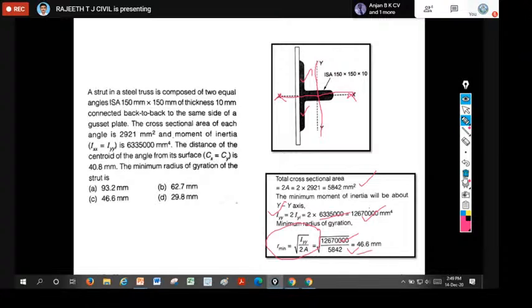It is 46. For example, for the same problem, if they ask for the maximum radius of gyration, then you should calculate about xx. You calculate the Ixx value and also the area value, so you are going to get your maximum radius of gyration.